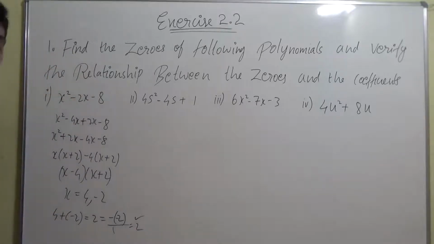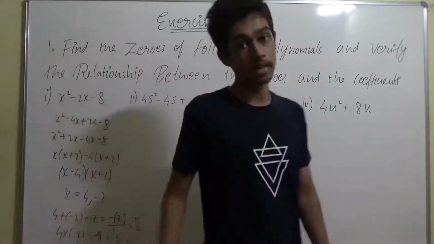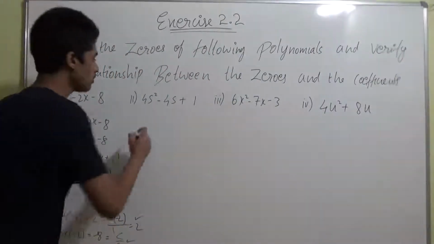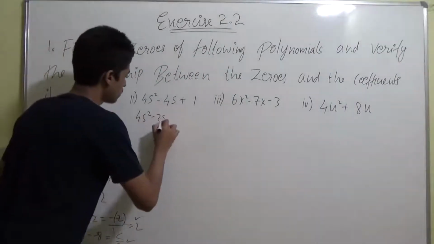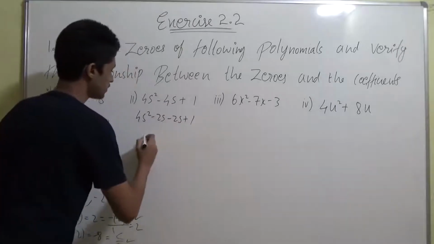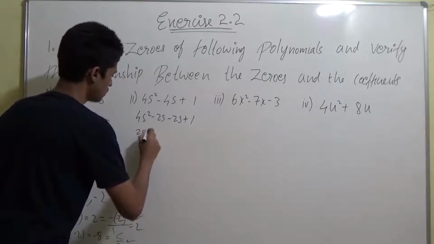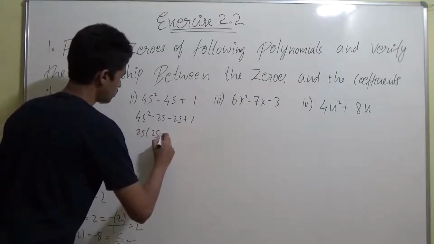Now we'll do alpha into beta, that is 4 into minus 2, which is equal to minus 8, which should be equal to c by a, which is coming equal in this case. So question 1 is solved guys. Now let's go to part 2. Here you will solve it like this, and then you will take 2s in common.